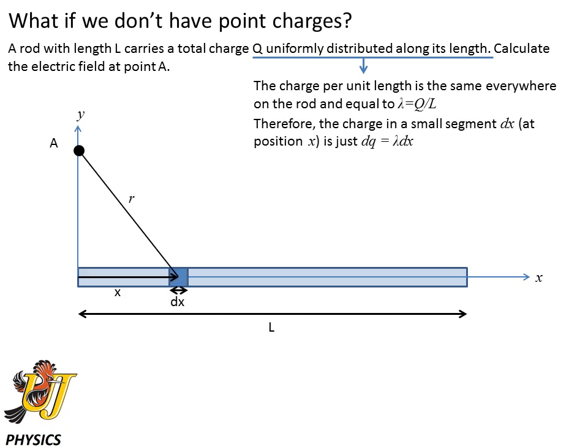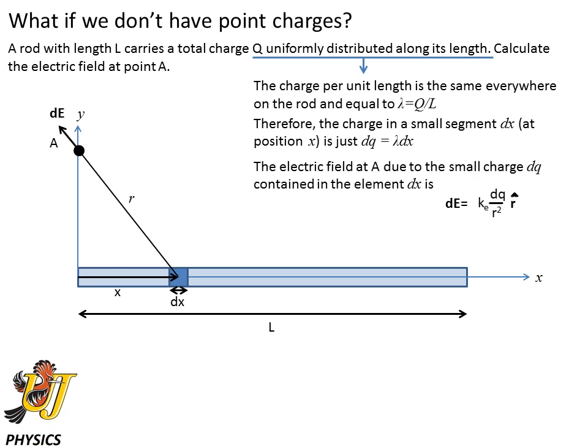So, for example, if I choose a tiny little segment of the rod with the width dx, I can calculate the electric field that it will produce at point A from the expression for the electric field of a point charge. Here we use the notation dE for the electric field to emphasize that this is a very small electric field produced by the tiny amount of charge dQ that resides in the element dx.